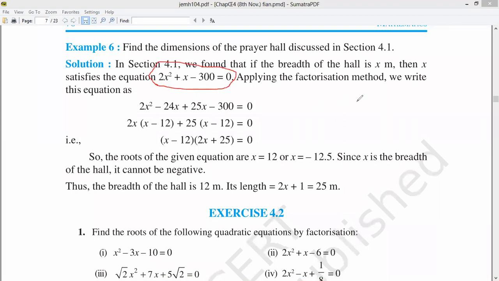So now when we apply the factorization method here, what we get is 2 into 300. So 2 into 300 is equal to 600.